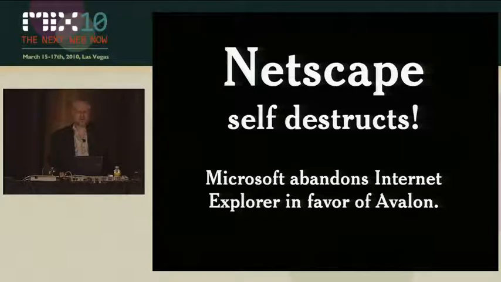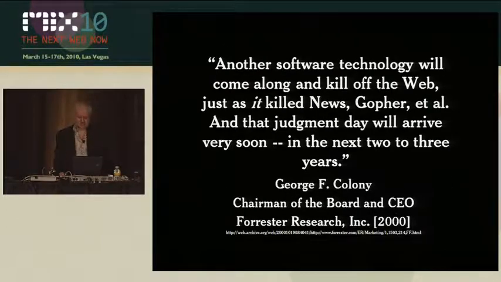At that time, Microsoft said, okay, good, the web's done. We don't have to waste any more time on that. We can get back to doing set-top boxes and other important things. So they dismissed the IE team, reassigned them to Avalon and other projects, and moved forward. Now, one of the reasons why they did that was because of this guy, George F. Colony, who was the chairman of the board and CEO of Forrester Research. In 2000, he predicted that the web was just about to die. He said another software technology will come along and kill off the web just as it killed news, Gopher, and everything, and that judgment day will arrive very soon in the next 2 or 3 years.